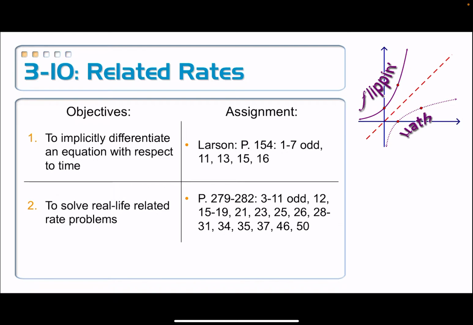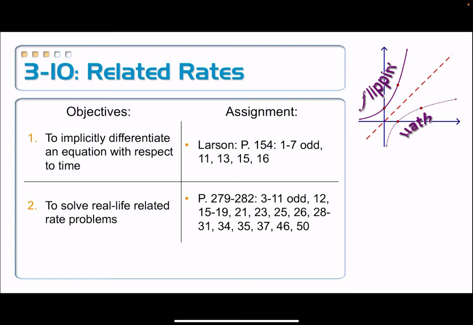And our goals are two. We've got two, and we're going to split this lesson right down the middle. The first part is going to be about learning to implicitly differentiate an equation with respect to time. Now, the equation itself doesn't have time in it as a variable. For example, let's say, the Pythagorean theorem.